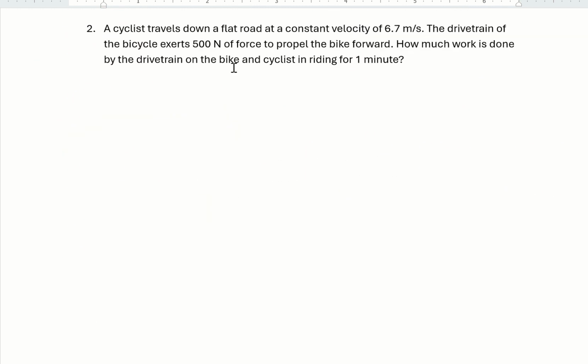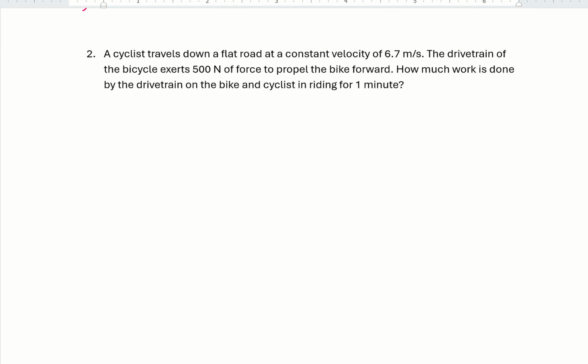Okay, let's look at the next one. A cyclist travels down a flat road at a constant velocity, so that's going to be important, most likely, of 6.7 meters per second. So constant velocity implies that the net force is 0. If we're not accelerating, constant velocity, then our net force is going to be 0 newtons. The drivetrain of a bicycle exerts a 500 Newton force to propel the bike forward. How much work is done by the drivetrain on the bike and the cyclist if they're riding for 1 minute?